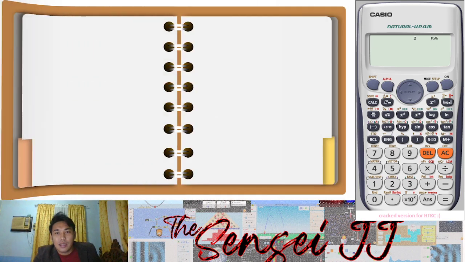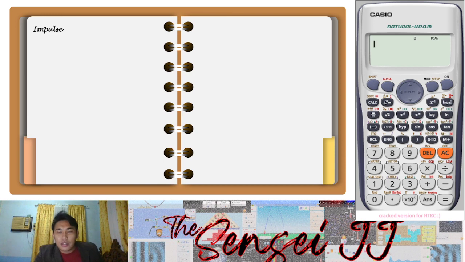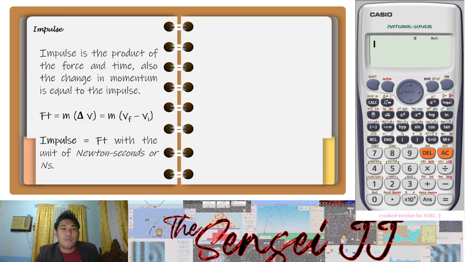Okay. So we have here another thing, which is impulse. Impulse is the product of force and time. Force multiplied by time is known as the change in momentum. The formula can also be used as mass times velocity, but the velocity here is the final minus the initial.